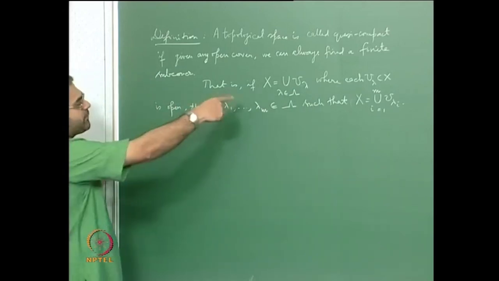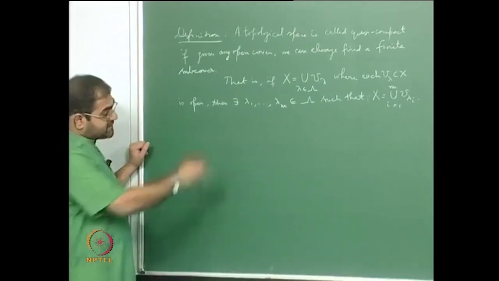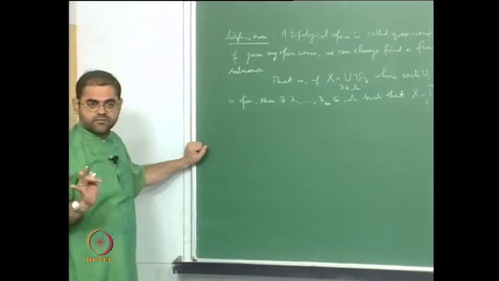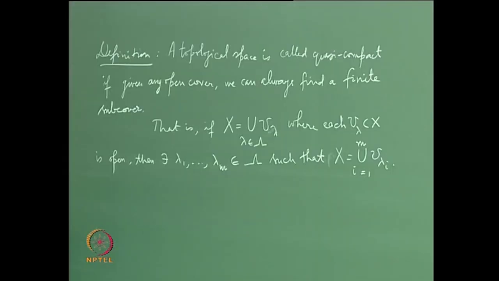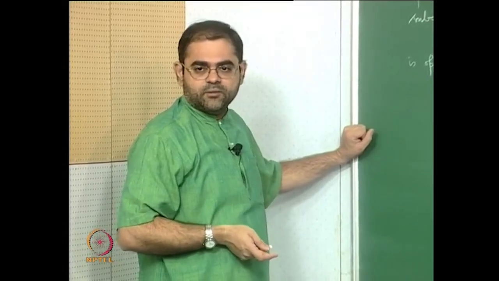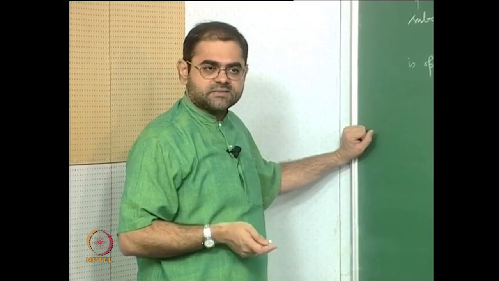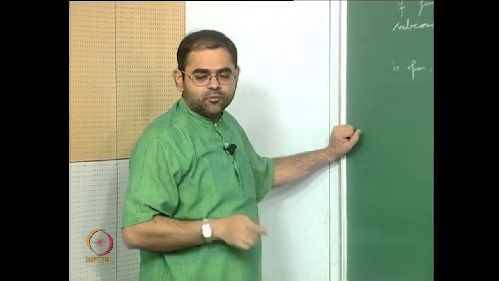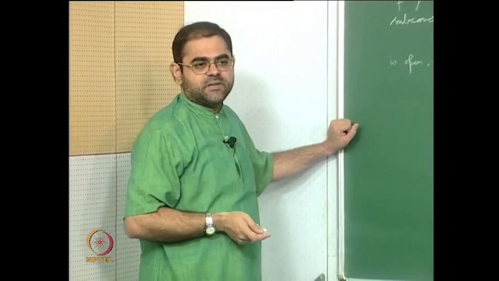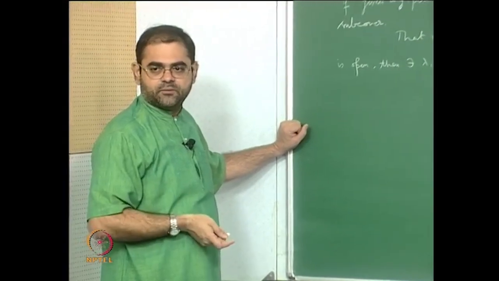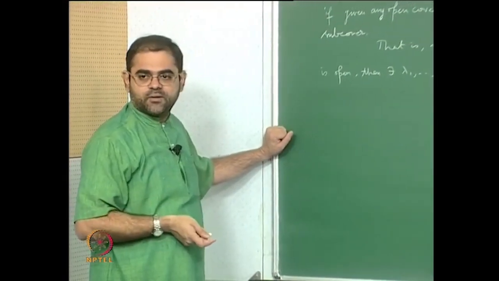Now of course each U_lambda is an open subset. This is the usual definition of compactness in a topological space. But if you have studied topology you will always find that compactness alone is not a very good property. Usually you should also have compactness with Hausdorffness, and the best type of space is a space which is locally compact Hausdorff. These are the nice spaces on which you can do reasonably good topology.